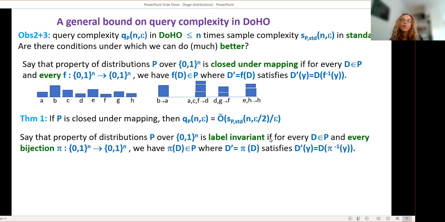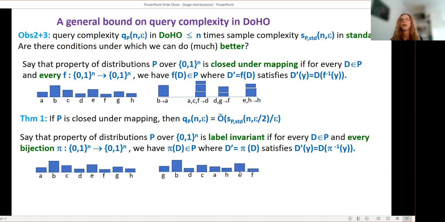Now, a natural question is to look only under mappings that are bijections, in which case I'll say that the property of distribution is label invariant. It's not the same definition, except that we talk about bijections. So again, let's look at an example. This is the same distribution I start from.